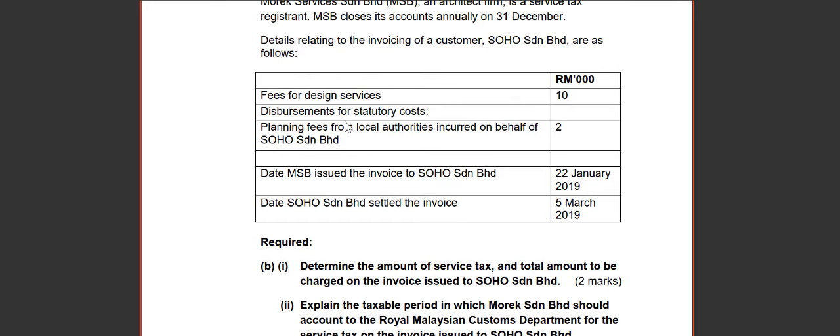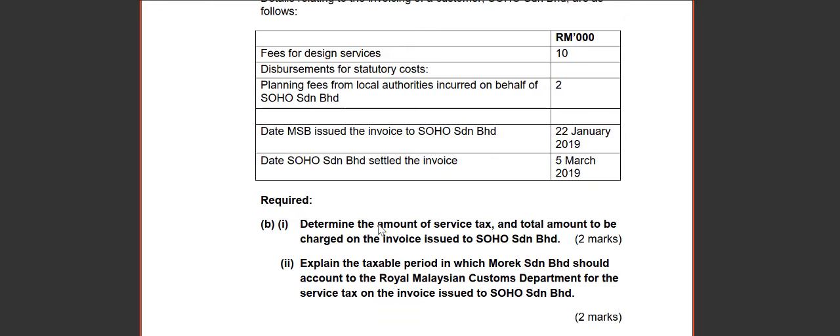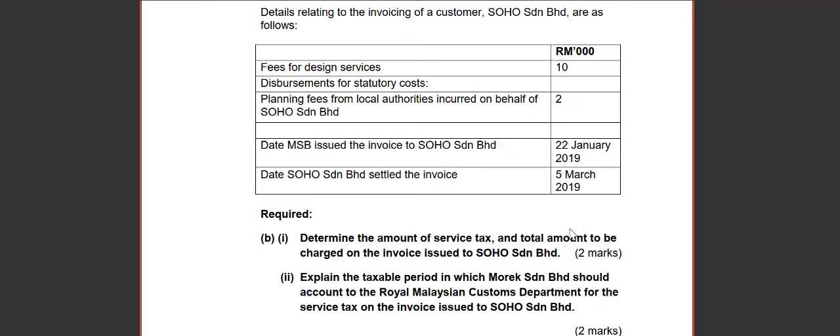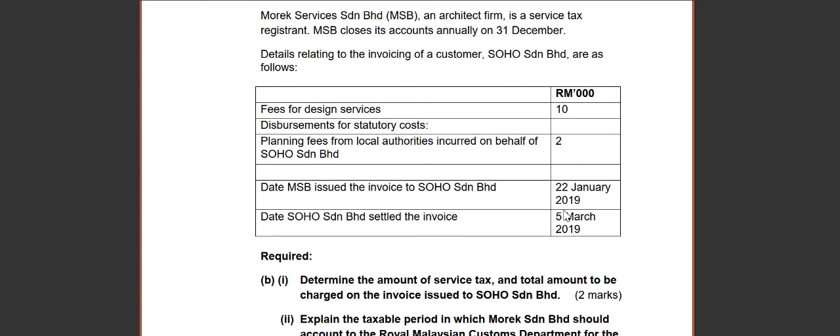Okay, now they give you another part. This time they say, what is the amount of service tax and the amount to be charged on the invoice issued to SOHO, and the taxable period which MORAC should account to Royal Malaysian Customs for the service tax on the invoice issued. So let's read this.